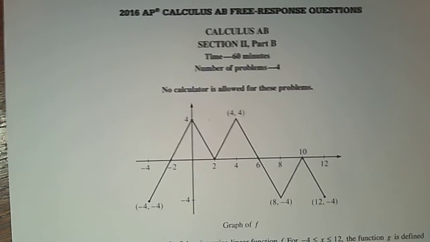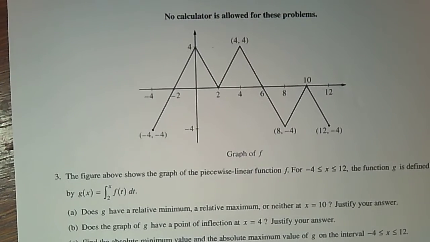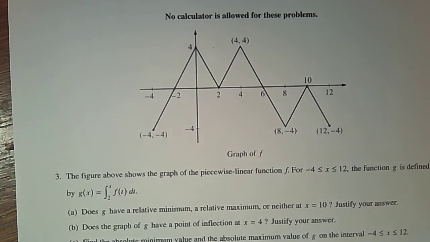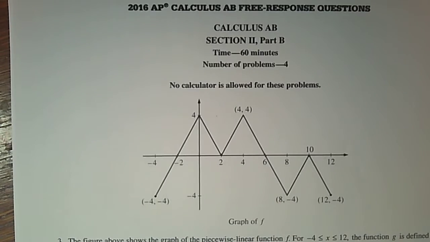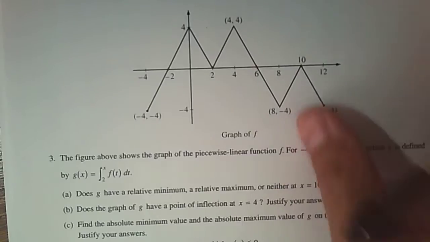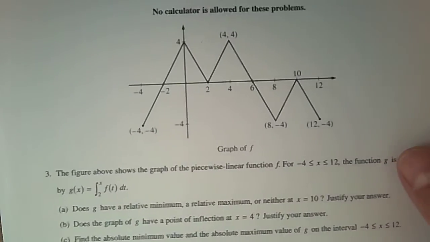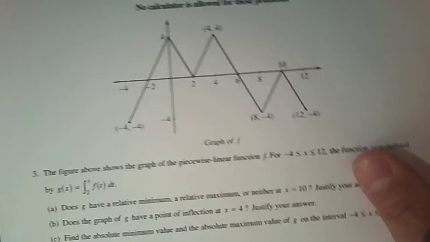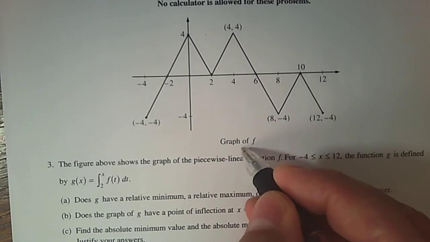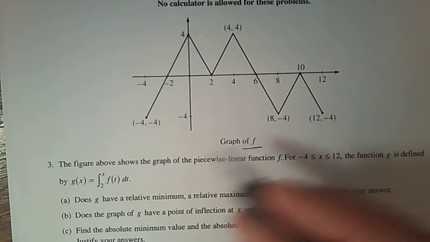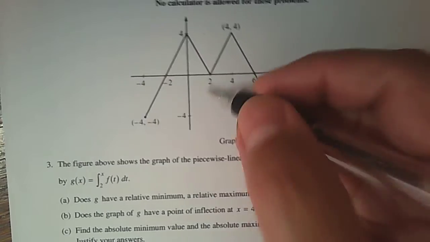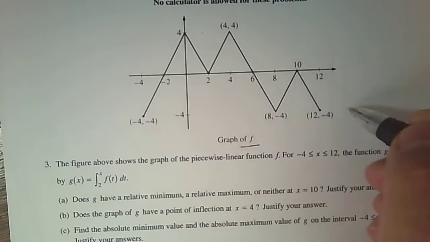Here's question number 3 from the actual AP exam that was done in 2016. This is the real one. So let's look at it together and see if we can answer it. You're given the graph of f, and it's piecewise, where it's all linear. So you see these line segments here, they're all linear.